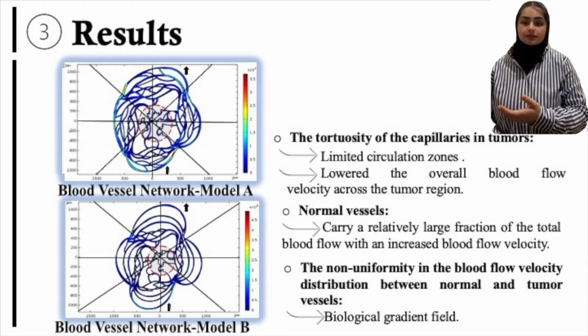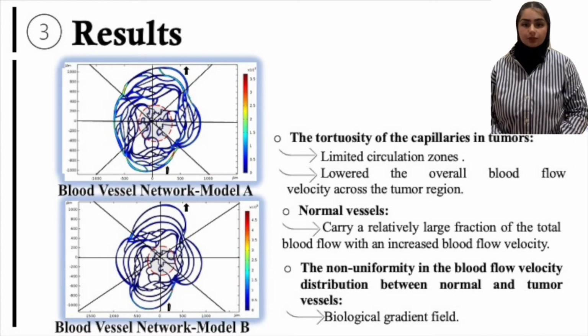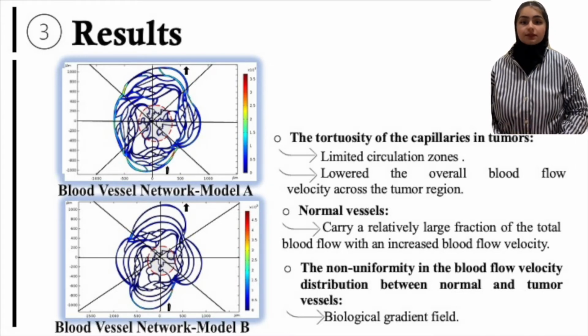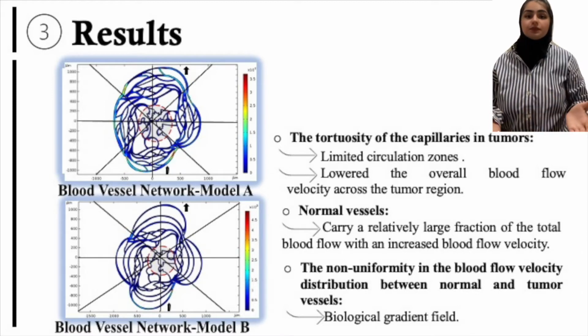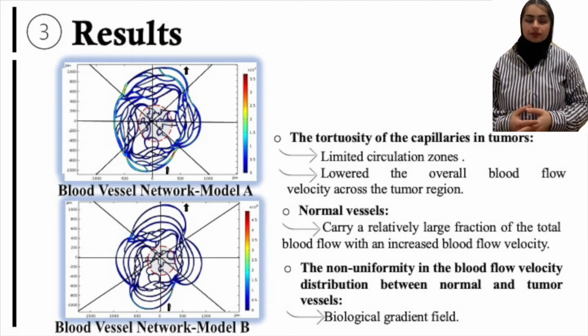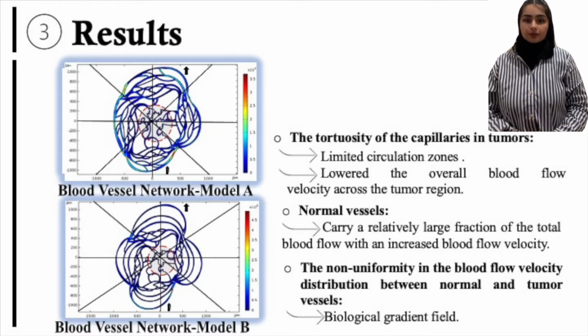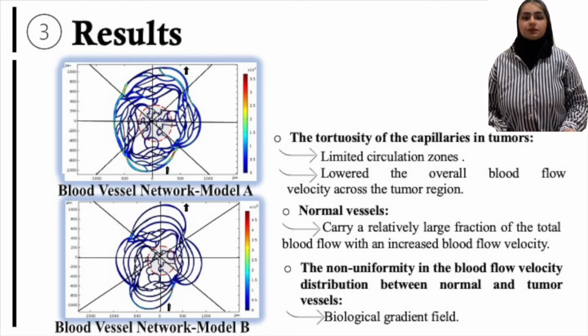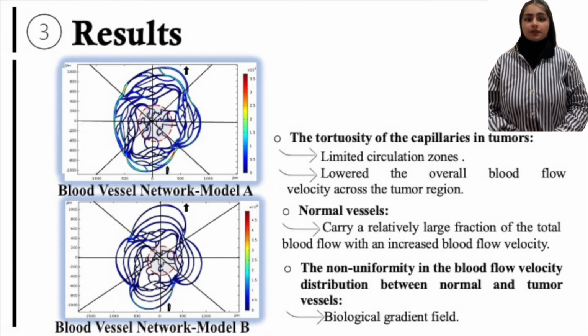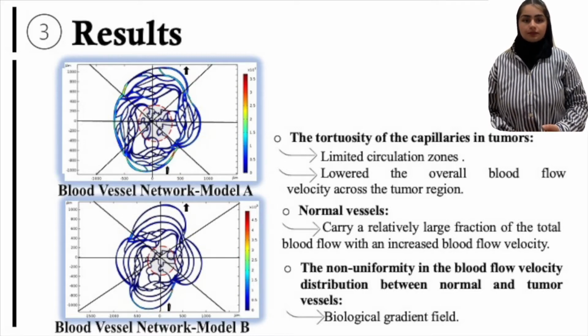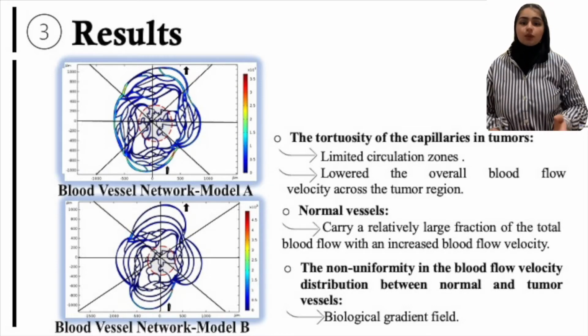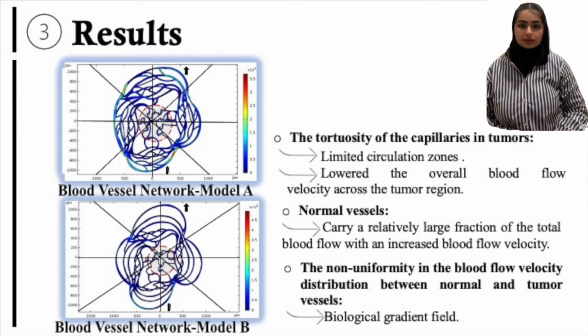Model A represents a highly vascular blood vessel network, whereas Model B represents a less vascular blood vessel network. The middle region, outlined by a red circle, is the tumor region. It is clearly observed that the tortuosity of capillaries in the tumor region limited the circulation zones, and it lowered the overall blood flow velocity across the tumor region, whereas the normal vessels carried a relatively larger blood flow fraction with an increased blood flow velocity.